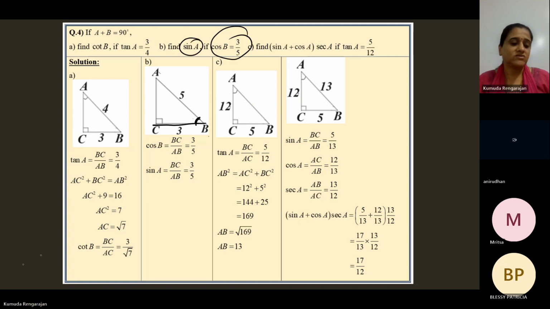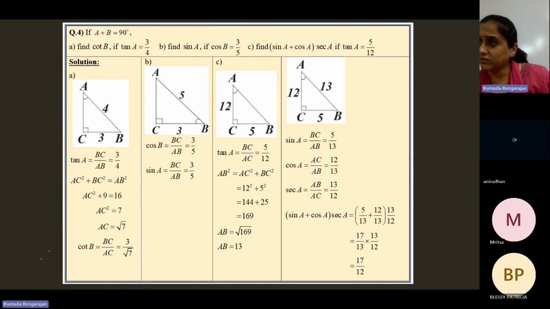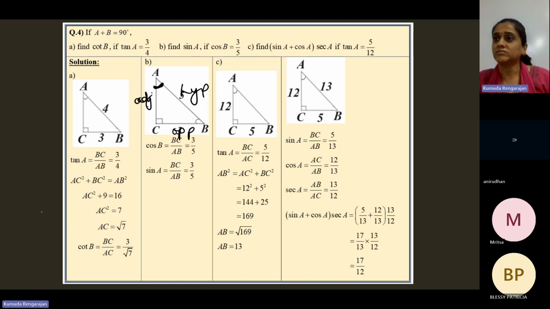What is sine? Children, opposite and adjacent sides will differ with respect to the angle. For angle A, this is the opposite side. This is always the hypotenuse. For angle A, this is the opposite side, this is the adjacent side. But for angle B, this is the opposite side and this is the adjacent side. So you can't fix one side as opposite side and one side as adjacent side. No, you cannot fix it like that. For the same angle, it will be fixed.